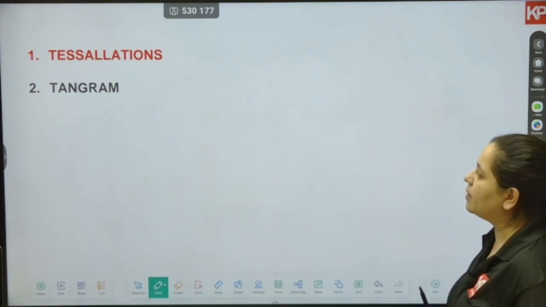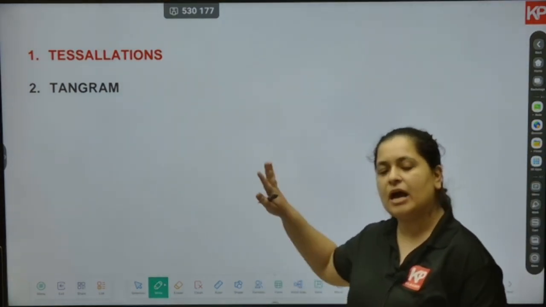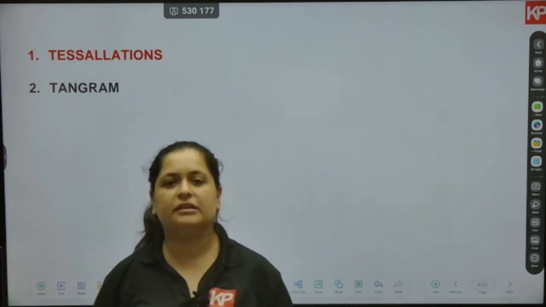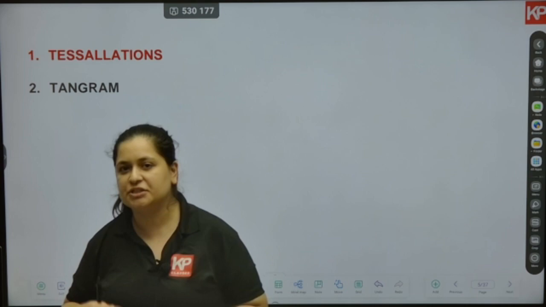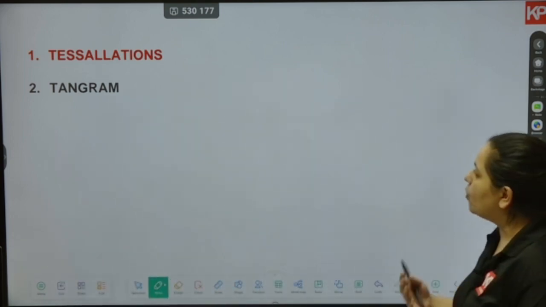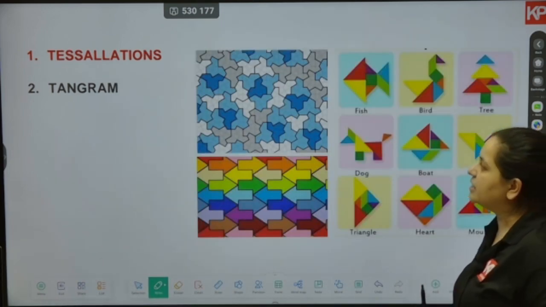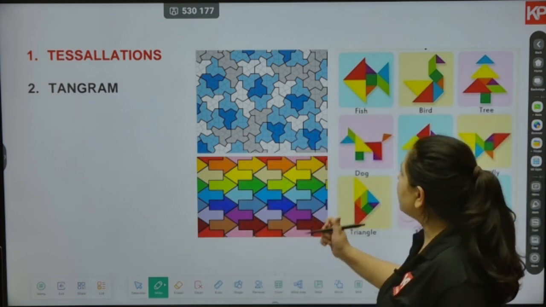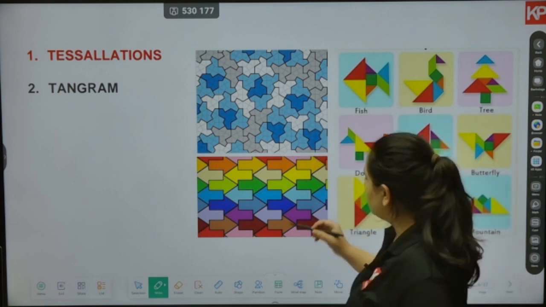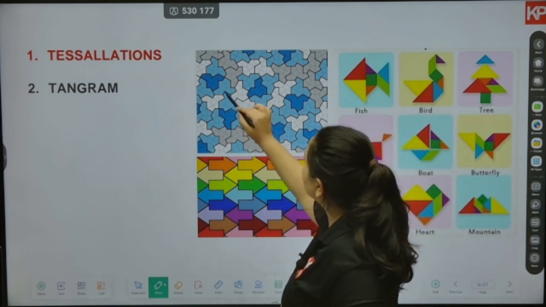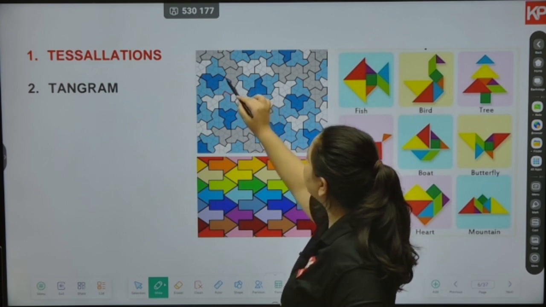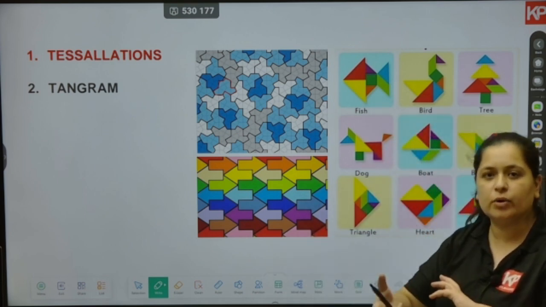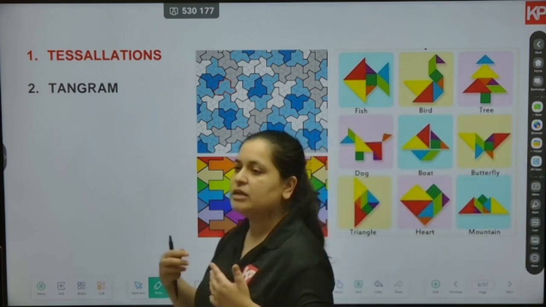Let's talk about today's focus, that is tessellation. Based on the previous year's questions, we have subdivided this topic into two: one is tessellation and two is tangram. Tessellation is basically repetition of a shape or an object. It can be rotated also, but the key is that it needs to fit exactly into the previous shape without leaving any gaps. It can be fitted one behind the other, or it can be rotated by 90 degrees or 180 degrees so that it fits.